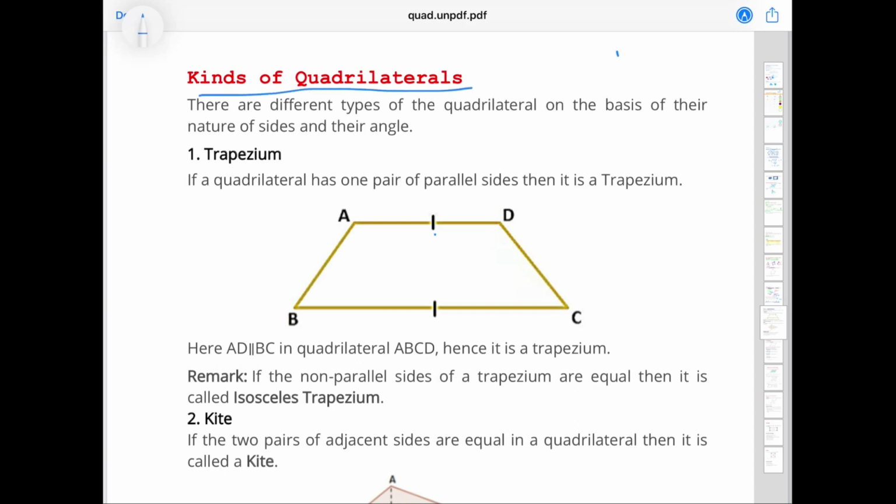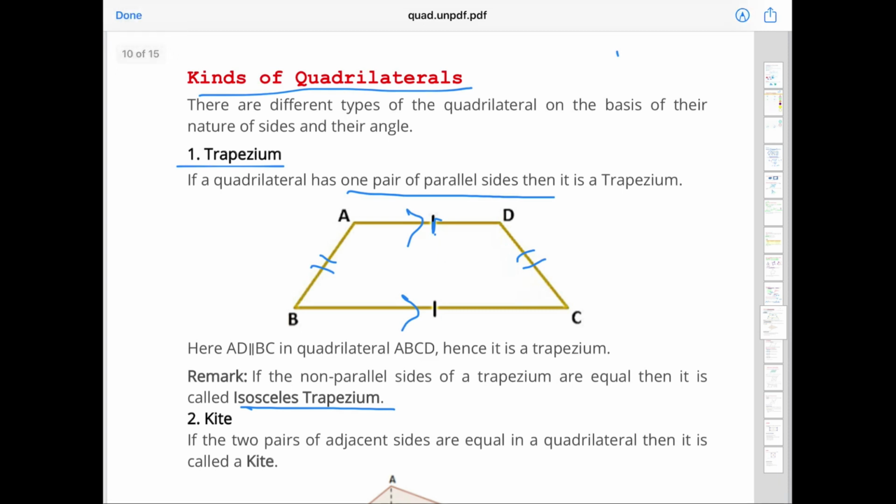Now let's see the kinds of quadrilateral. There are different types of quadrilateral on the basis of the nature of the sides and their angles. The first one I'm taking is the trapezium. A quadrilateral that has one pair of parallel sides is known as a trapezium. In this figure, AD and BC are both parallel, so it is a trapezium. In some cases, when AB is equal to DC, meaning the non-parallel sides are equal, it is known as an isosceles trapezium.